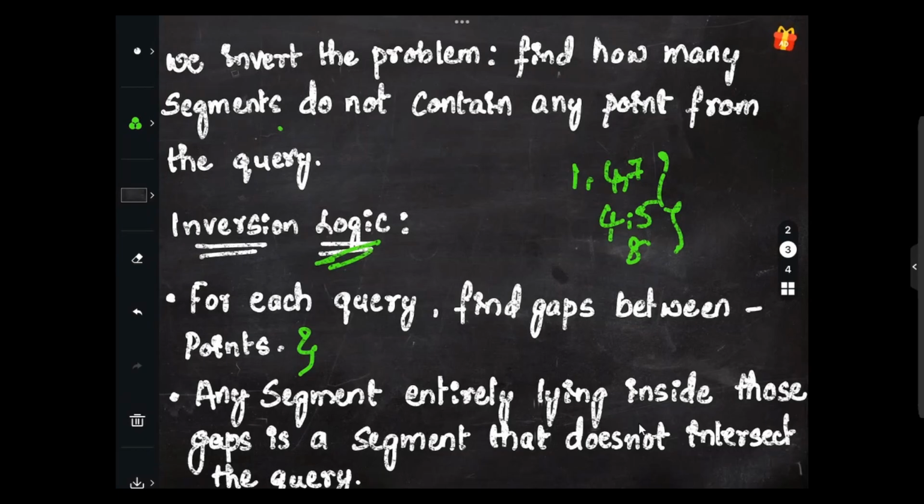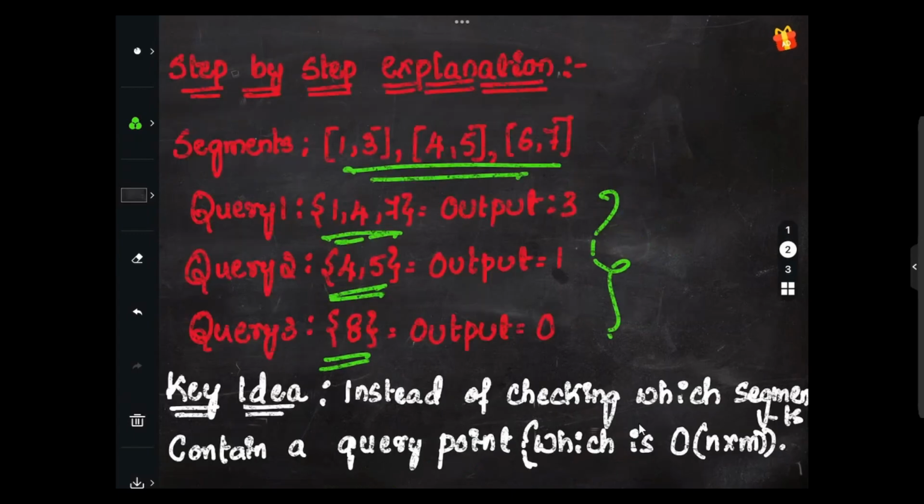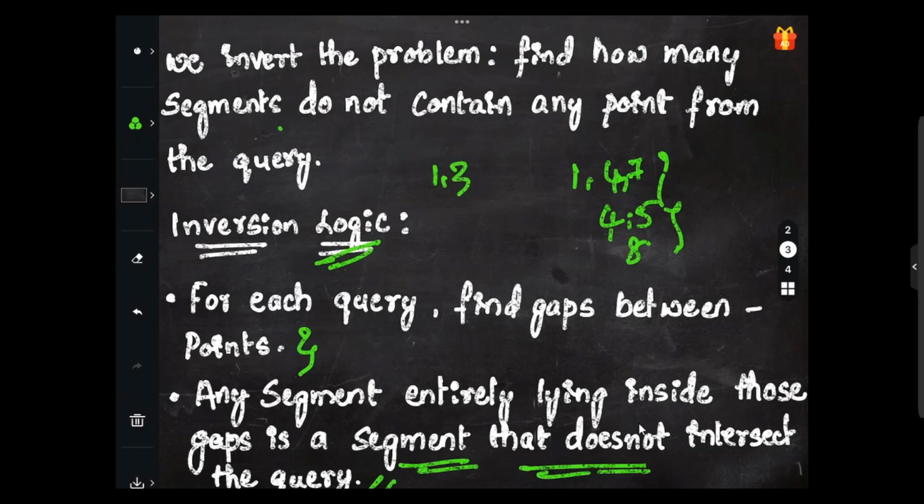Any segment entirely lying inside those gaps is the segment that does not intersect the query. Again, any segment entirely lying inside those gaps is a segment that does not intersect the query. So the points we have here are 1 3, 4 5, 6 7, right? So these are the queries and these are the segments.